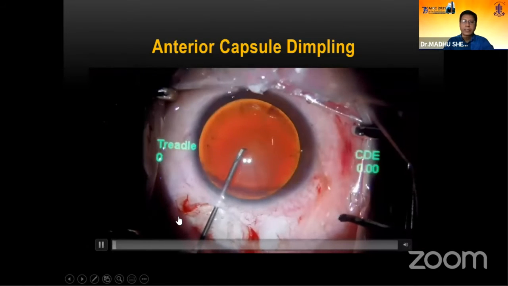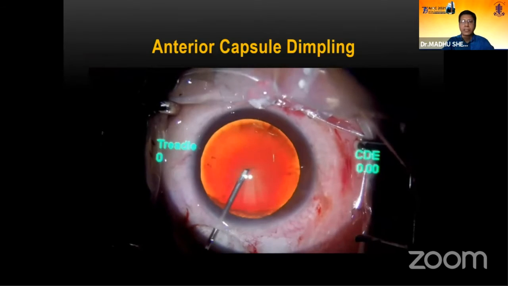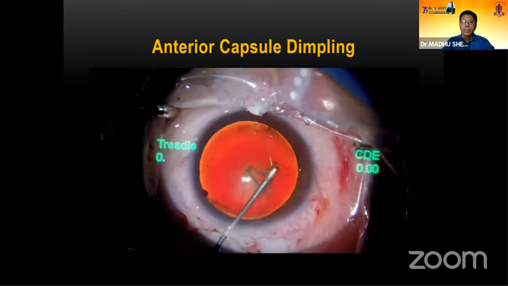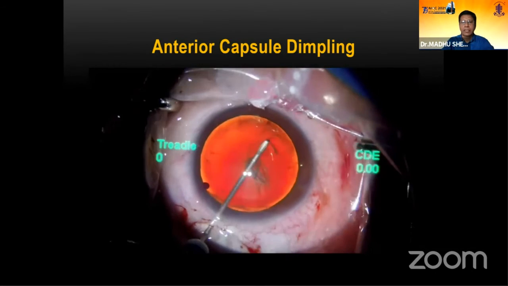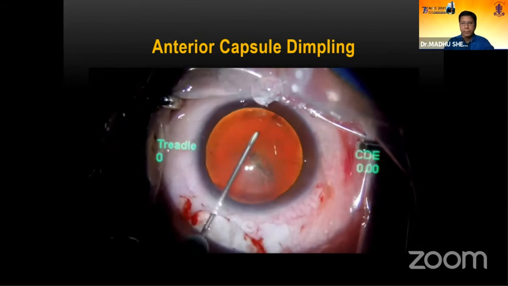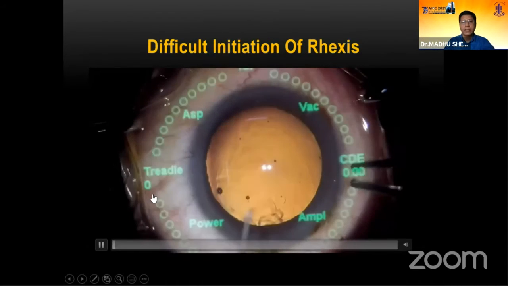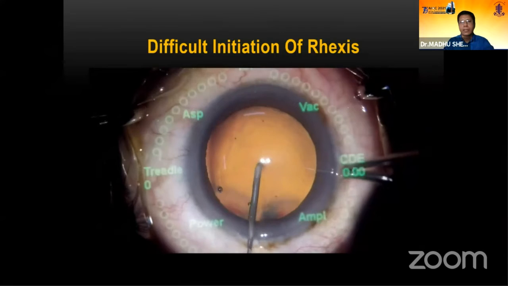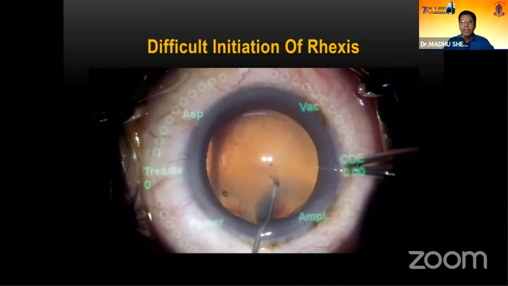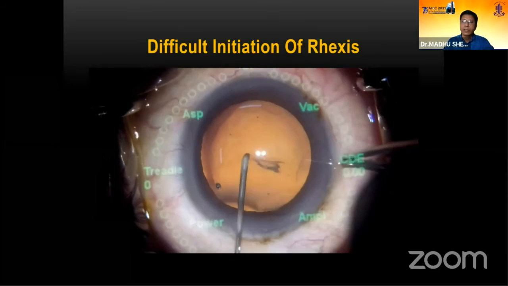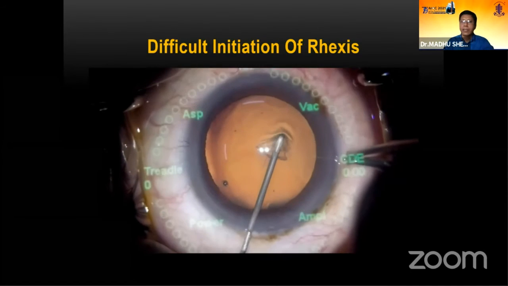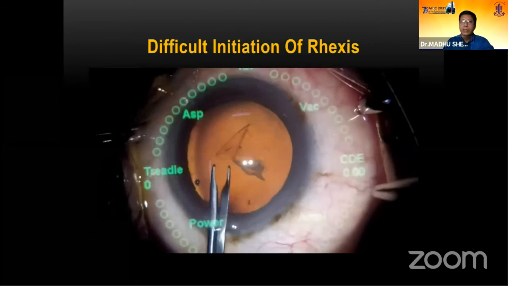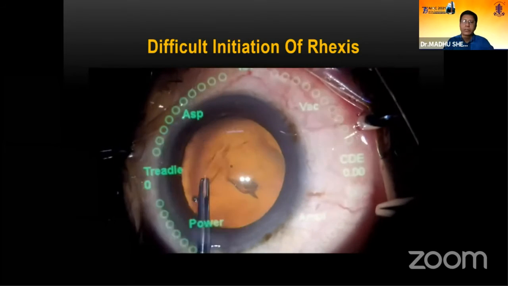Sometimes during rhexis, when you have started with a sharp cystotome and you see puckering or dimpling of the capsule, it indicates that there is generalized weakness of zonules in this cataract. In a few cases, if you find it difficult to initiate the rhexis with the sharp needle, it indicates that there is a subluxation of the lens. So you just make a nick and use capsulorhexis forceps to complete the rhexis without exerting excess pull on the zonules.